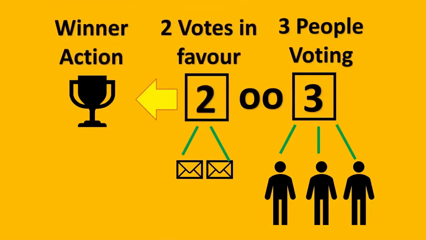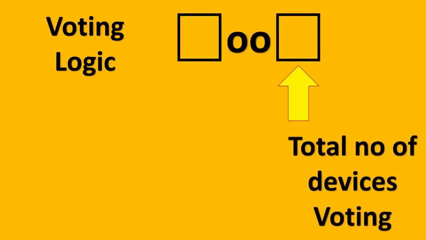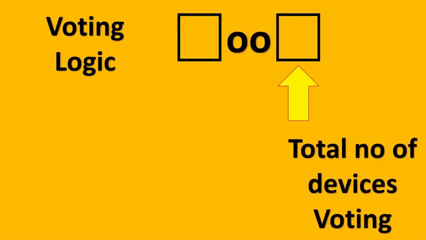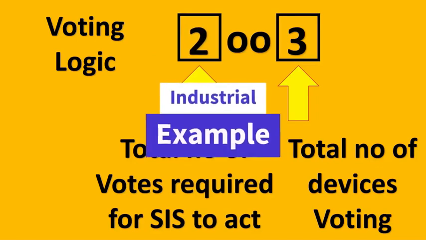So basically this same concept is used in SIL, which is called 2 out of 3, 1 out of 3. So for example, in our voting logic case, the first number will always stand for the number of devices that are going to be voting. So for example, if three pressure transmitters are voting, then the number will be 3, and the second is the total number of votes required for the SIS to act. So for example, 3 devices are there, and if there are 2 votes in favor, the safety action will be taken. Now let's look at an industrial example.